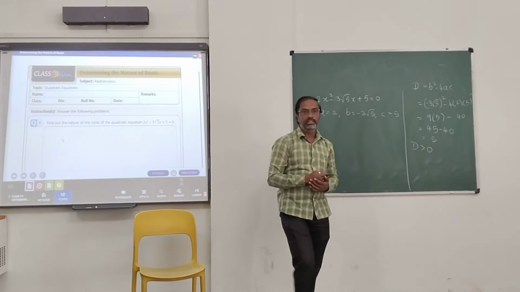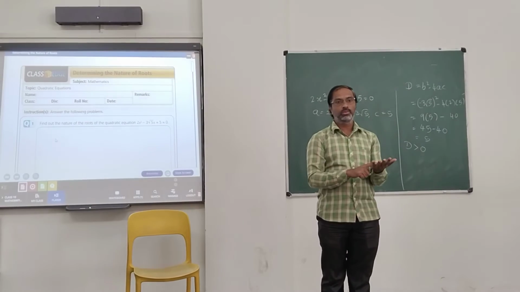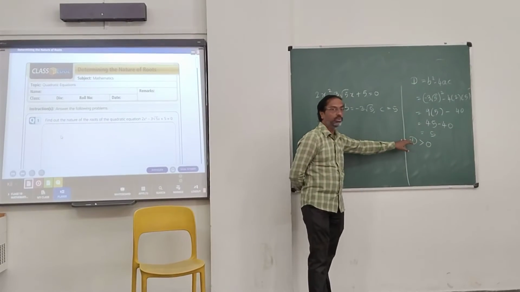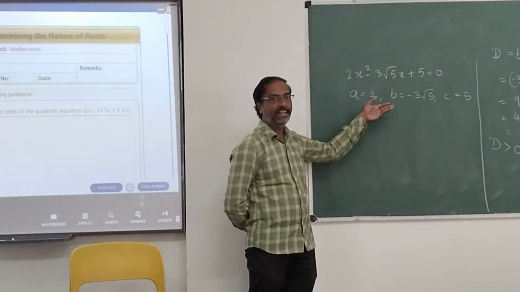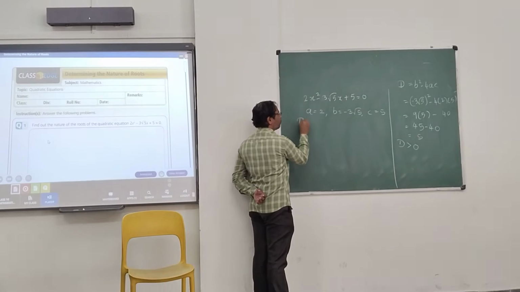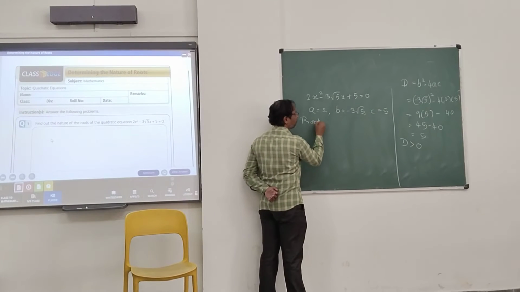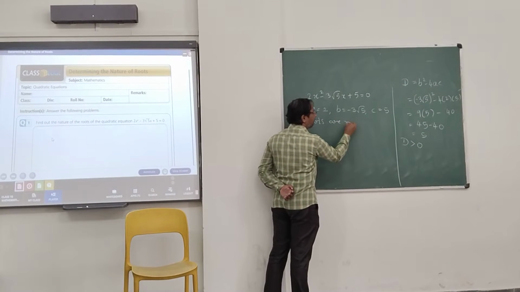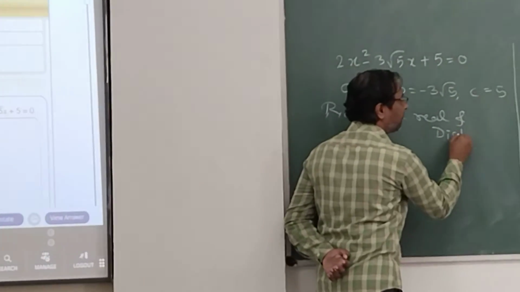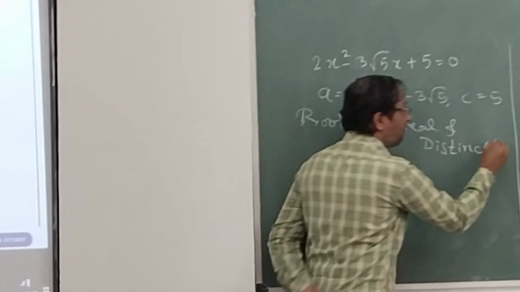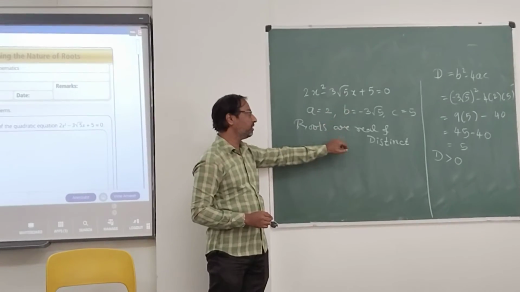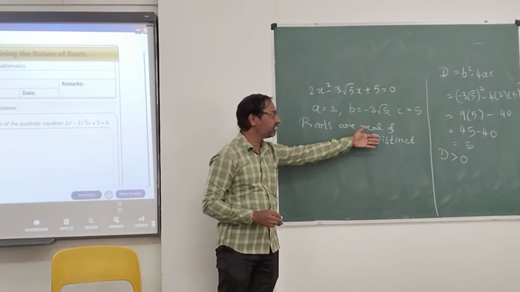And just now we learned when the value of d is 0, the roots are real and equal. When the value of d is positive, then the roots are real and distinct. So what is the nature of the roots here? The roots are real and distinct. We came to know the nature of the roots of this quadratic equation, and they are real and distinct.